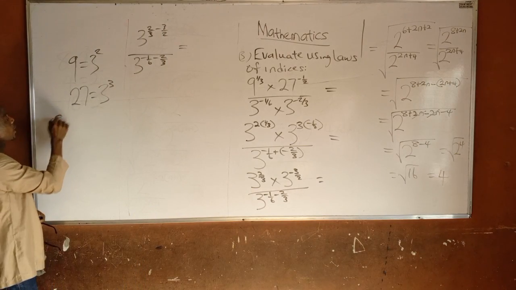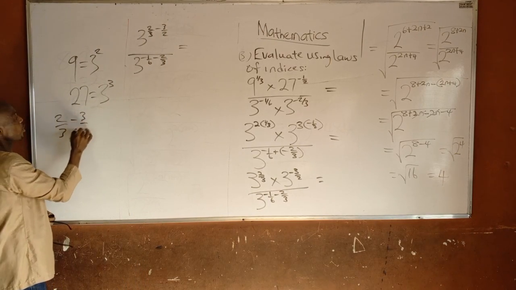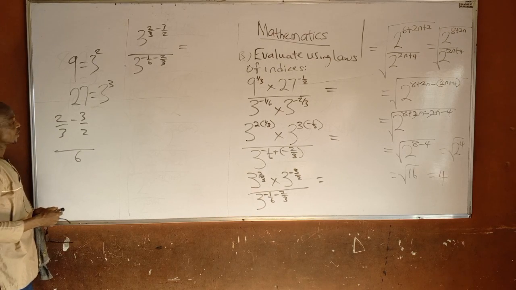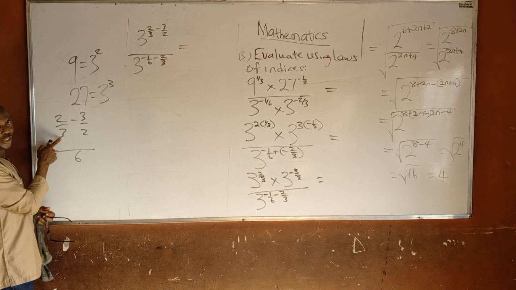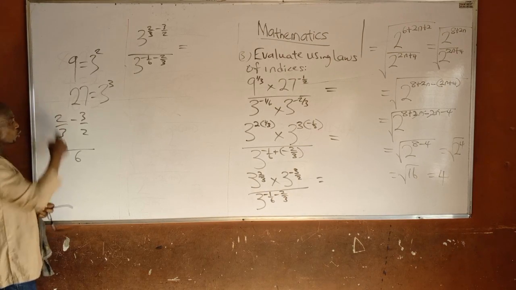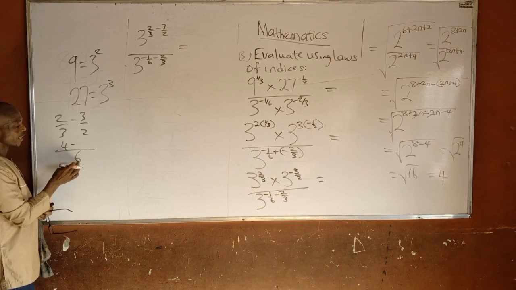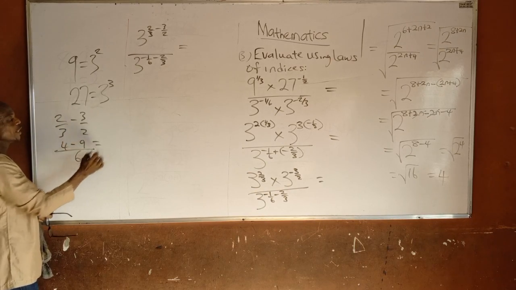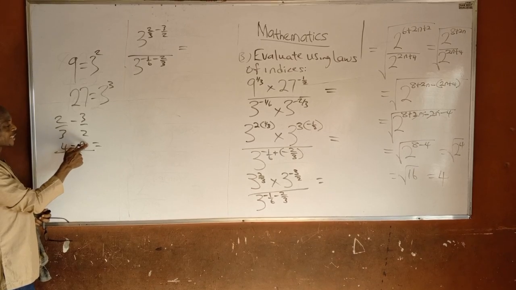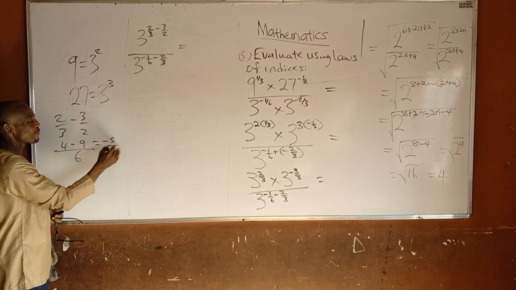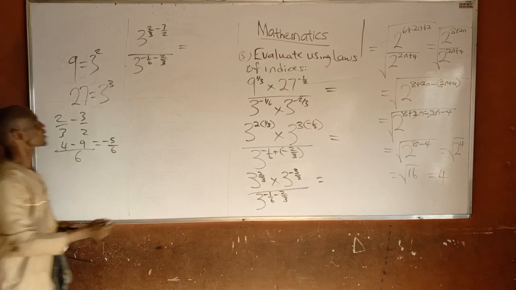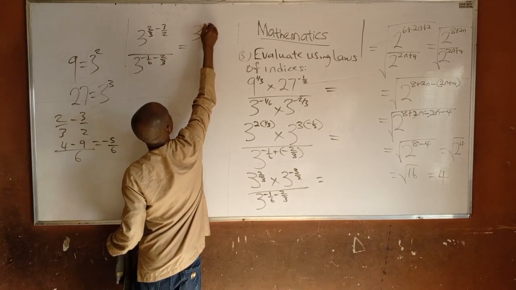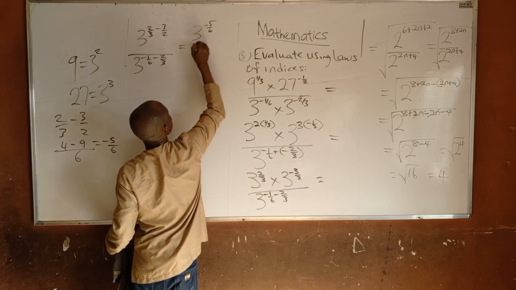I want to work this here: 2 over 3 minus 3 over 2. What's the LCM? The LCM is 6. 6 divided by 3 gives you 2, and 2 times 2 gives you 4. 6 divided by 2 gives you 3, and 3 times 3 gives you 9. So what do we have? 4 minus 9 is equal to minus 5 all over 6. So it means our value here is 3 raised to power minus 5 over 6.